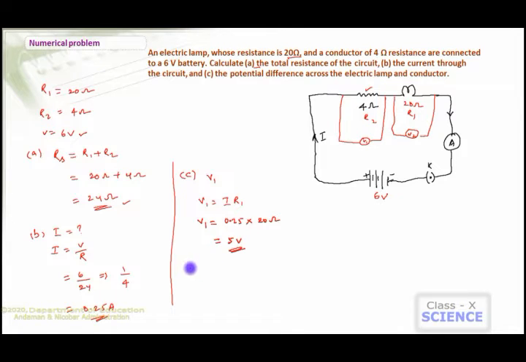Now we find V2. V2 is equal to I R2. I is the constant term, 0.25 ampere, multiplied by R2 which is 4 ohm, which is equal to 1 volt. How easy, right? By knowing the formula of Ohm's law and the formula for finding total resistance in series combination, we can simply solve the numerical problem.